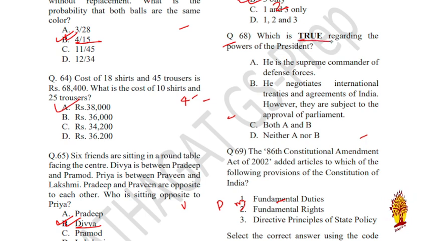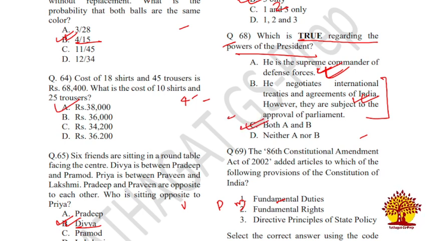Which is true regarding the power of the President? Here he is the Supreme Commander of Defense Forces. Absolutely right. All 3 forces he is the Supreme Commander. Then he negotiates the international treaties and agreements of India, however subject to the approval of Parliament, is the right answer. In his name all the international agreements and treaties will be signed. So option C, both A and B is the right answer.